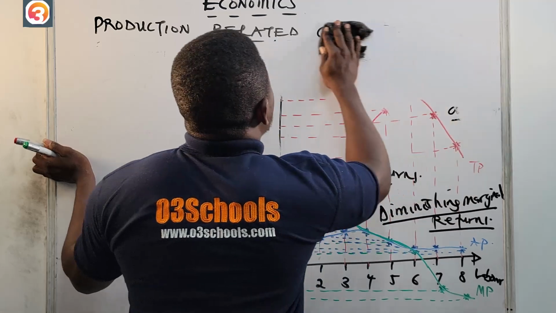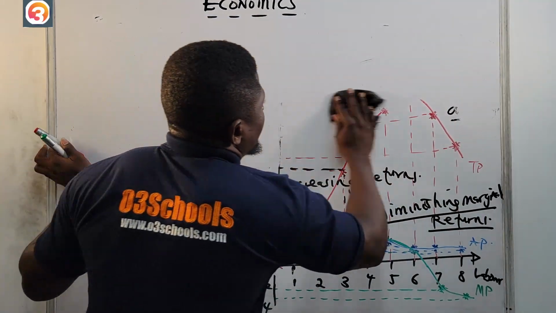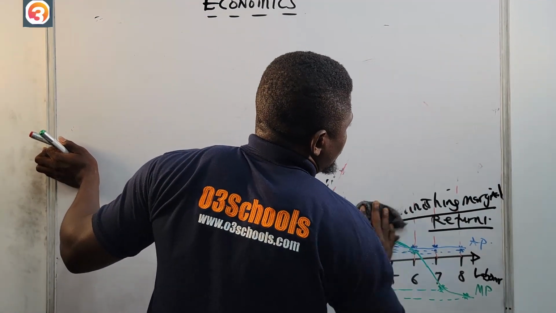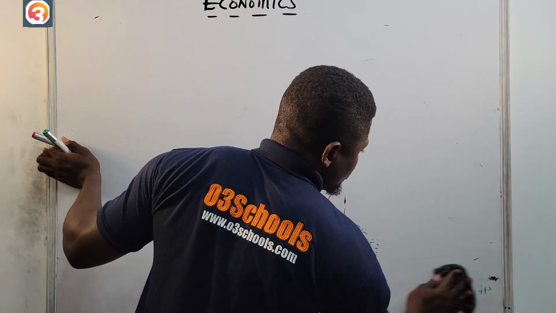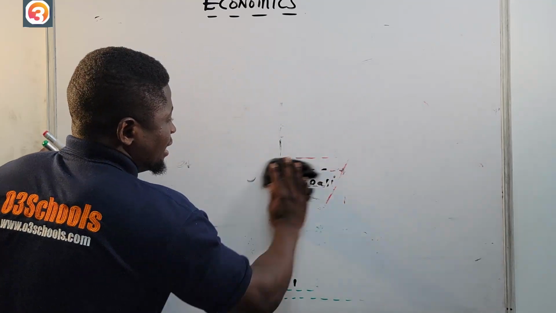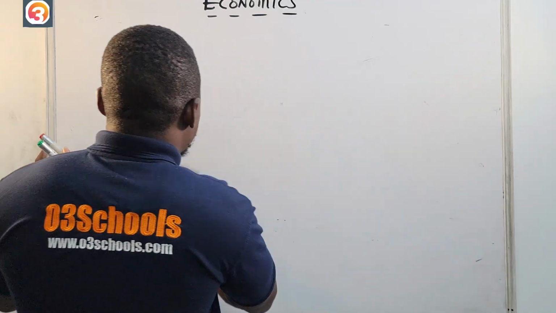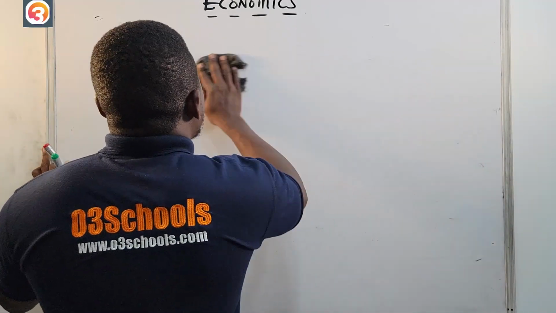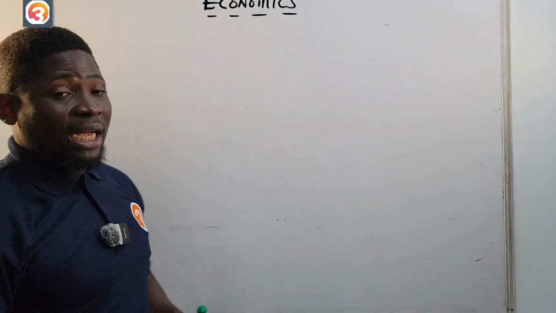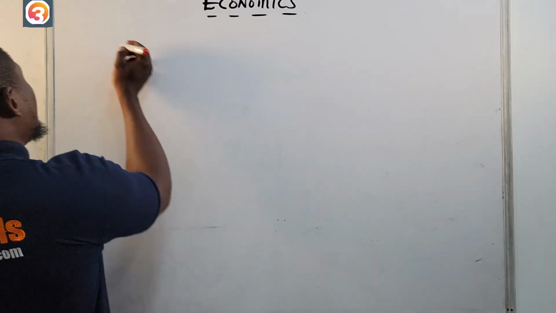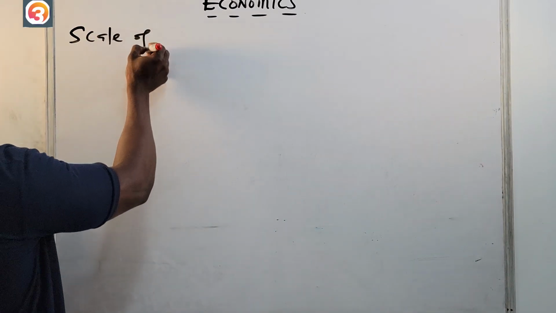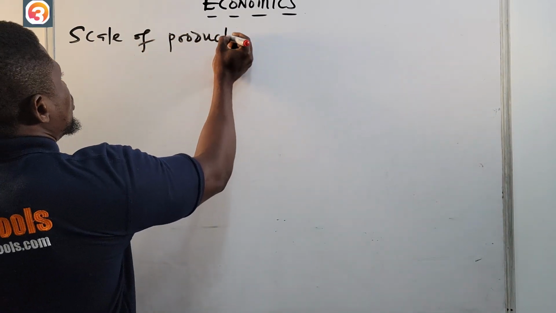I'm sorry you have taken so much time. This will not take so much time. Then we'll answer questions from the O3 Schools app, and then you will see how far you have gone. So please take note of the graph, take note of the relationships. If they were not important, I would have told you so. So let's talk about scale of production.